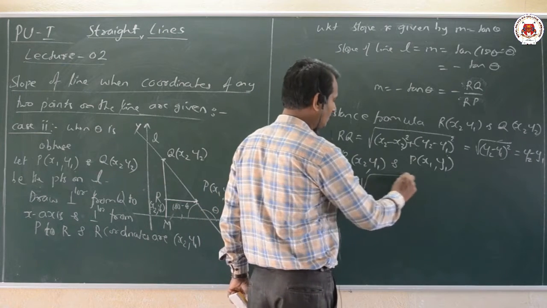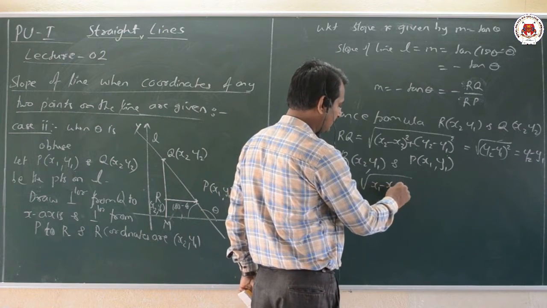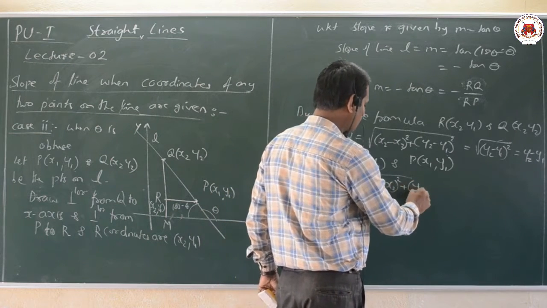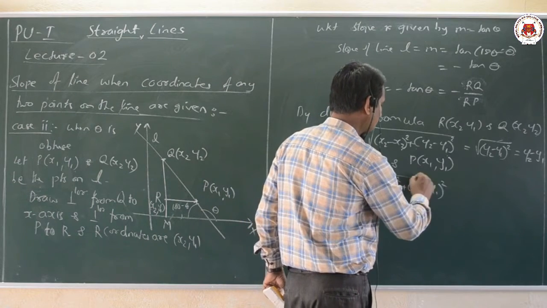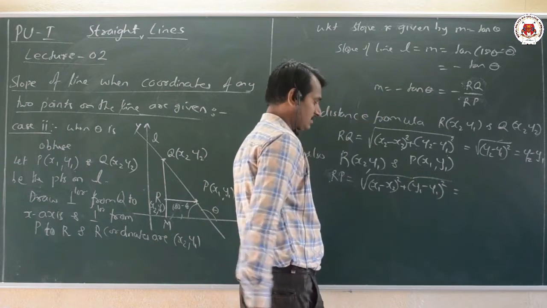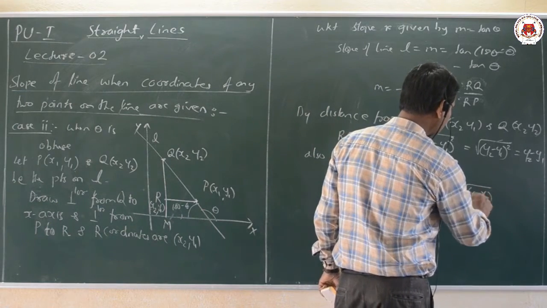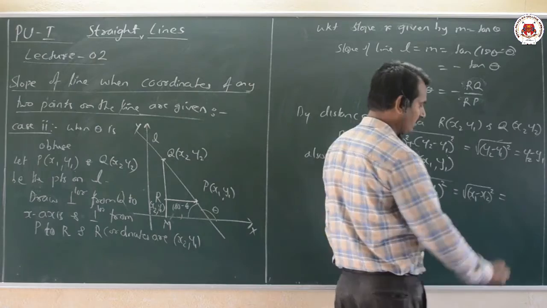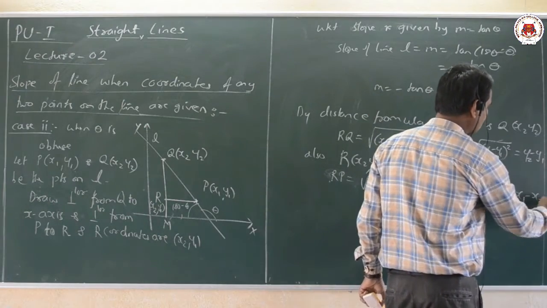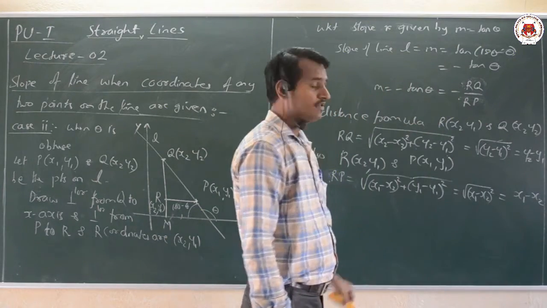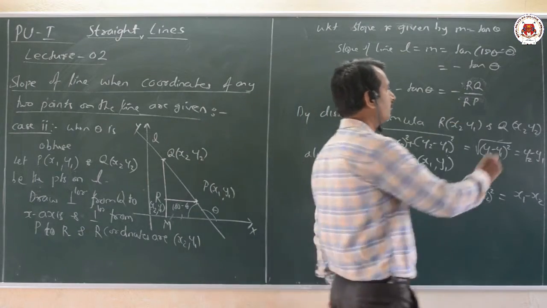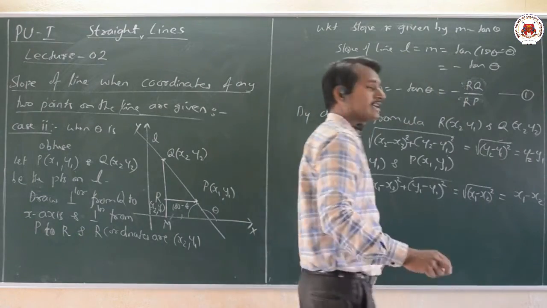Rp is equal to the root of (x1 minus x2) whole square plus (y1 minus y1) whole square. Here you may observe that this is 0 whole square. Now the value is (x1 minus x2) whole square, and that value will be x1 minus x2. Very, very simple. Now I will put these values in equation number 1. Let us take it as 1.